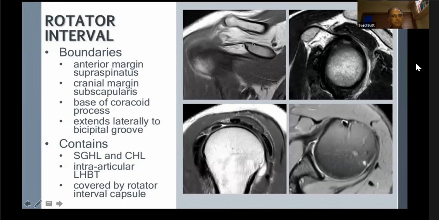In the coronal imaging, you've got the coracoid process, you've got the coracohumeral ligament, you've got the fat, you've got the upper margin of the subscapularis, and somewhere here would be the anterior margin of supraspinatus. That's the rotator interval. In the axial imaging, this is now further down. The biceps tendon has already exited the front of the shoulder capsule and is present within the bicipital groove. Along with the coracohumeral ligament, you've got the superior glenohumeral ligament also present in this area, which is going to be attaching to the margins of the bicipital groove.